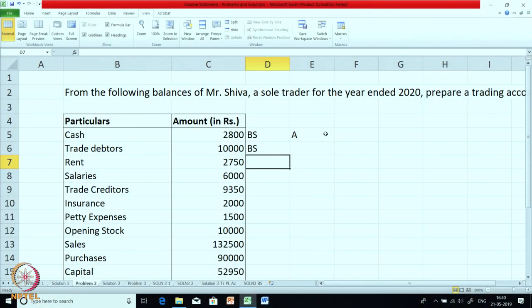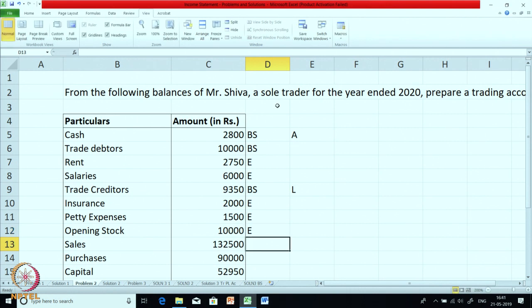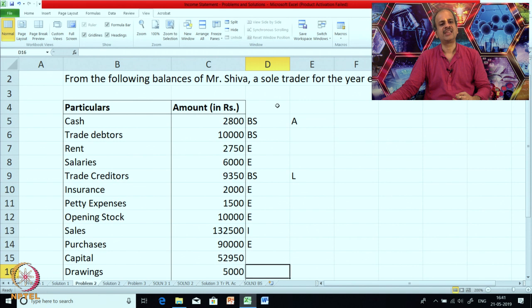Trade debtors, again a balance sheet item. Rent, again a balance sheet item? No, rent is an expense, so you should mark it as E. Salary, again an expense. Trade creditors, balance sheet item. It is a liability, you can mark it as L if you are keen. Insurance, it is an expense. Petty expenses, of course, are expenses. Opening stock, this is the last year's stock which we are going to use now, so it becomes an expense item for us. Sales is an income item. Purchases, expense item.